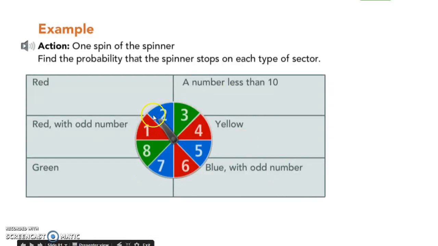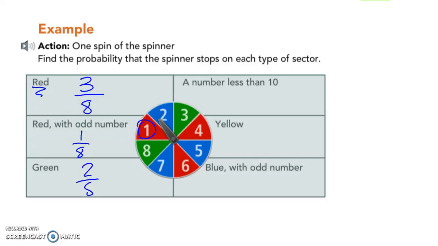So let's look at this. Just based on looking at the spinner, we don't have any data of spinning it 100 times or whatever. We're just looking at what is on the spinner. We can find the probability, and this is the theoretical probability. How many sections are red? There are 3 out of 8. So our theoretical probability, 3 out of 8. Red with an odd number, I just see one of those, so 1 out of 8. Green, 2 out of 8, which is 1/4.